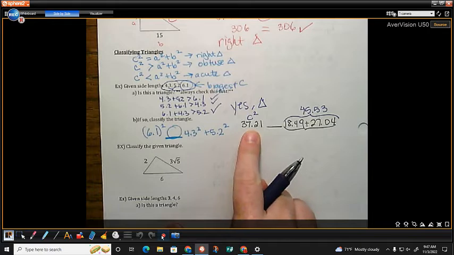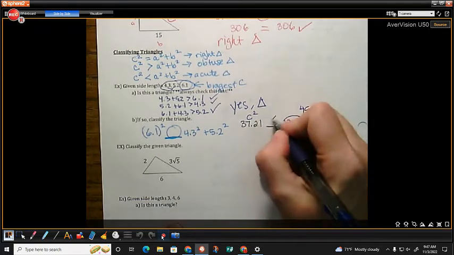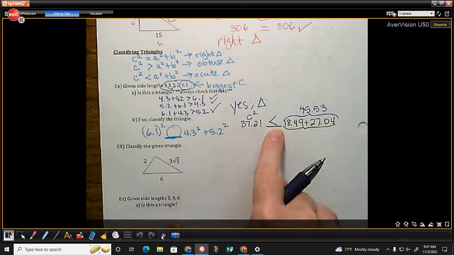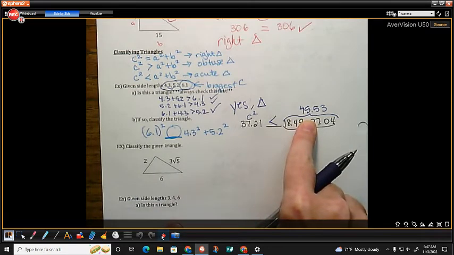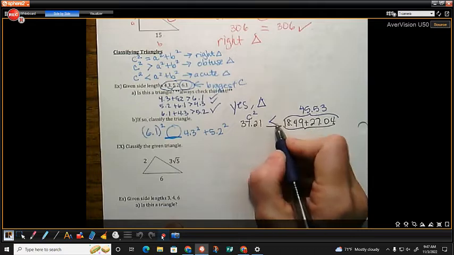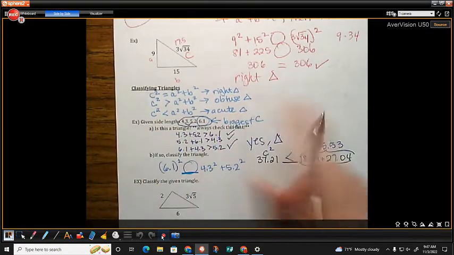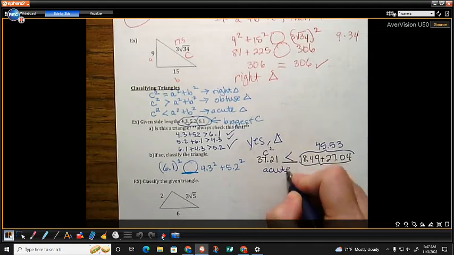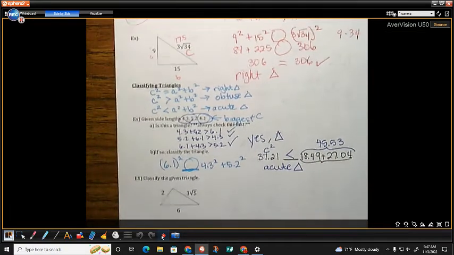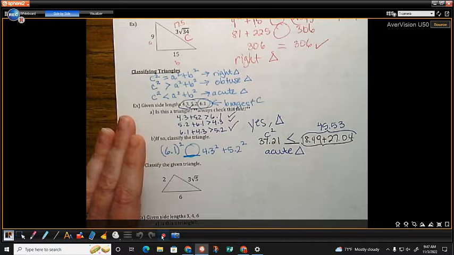Is it bigger than or smaller than the other two squareds? 37 is smaller than 45? Okay, so if 37 is smaller than 45, C squared is less, so what kind of triangle do I have? Acute. So not only is it a triangle, we now know it's an acute triangle without ever actually seeing a triangle.